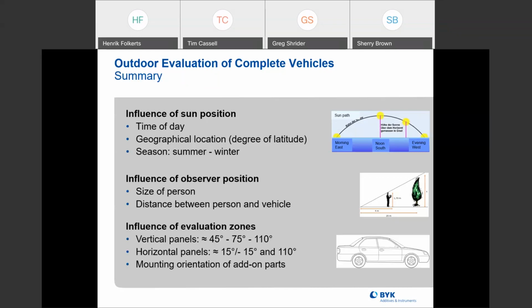And then the influence of the different zones. So vertical panels are usually about 45, 75, 110. Horizontal panels could be the 15, the minus 15, and the 110. And then you need to pay attention to how these parts are actually mounted and the orientation that you're looking at them at.